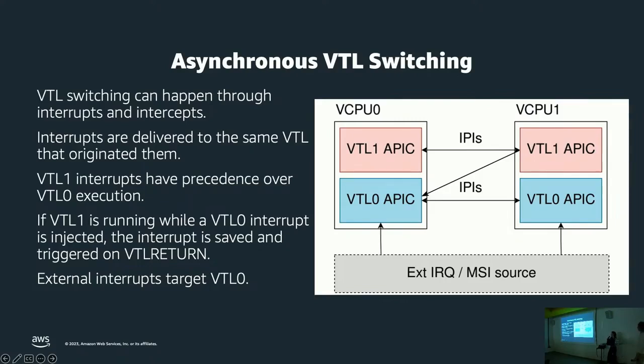So if the CPU is running in VTL0 and the interrupt that gets injected is tagged with VTL1, that CPU is switched into VTL1 so that it can go and process that interrupt. When the opposite happens, and the CPU is running in VTL1 and gets an interrupt of VTL0, that interrupt is saved, but it will only get processed when that CPU voluntarily issues a VTL return and goes back into VTL0.